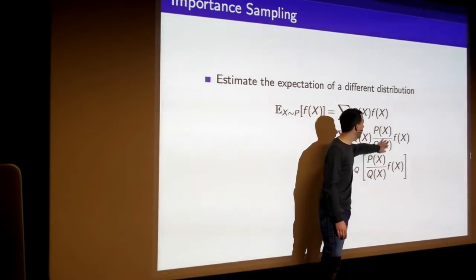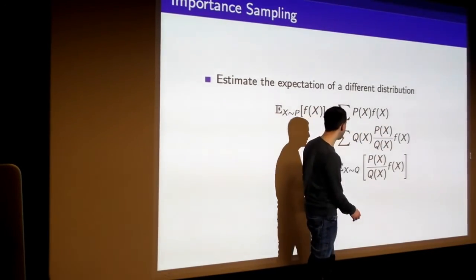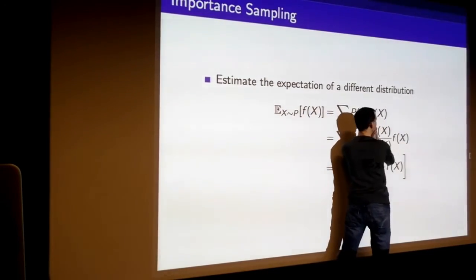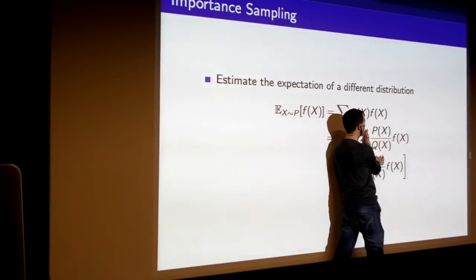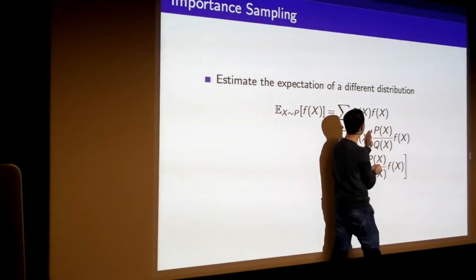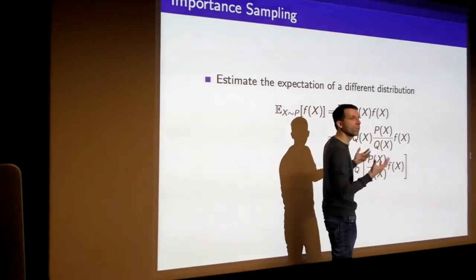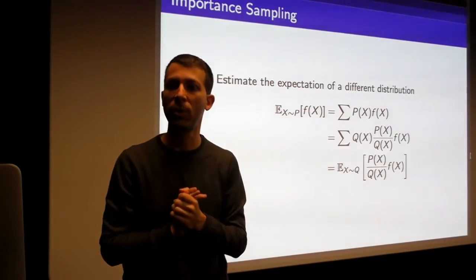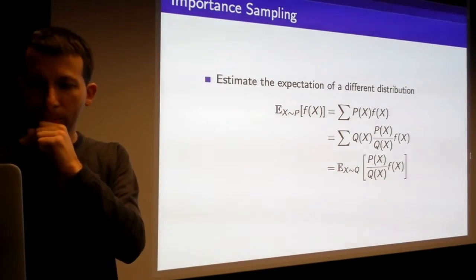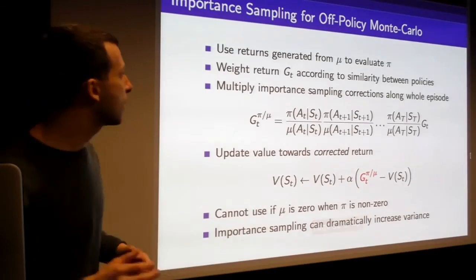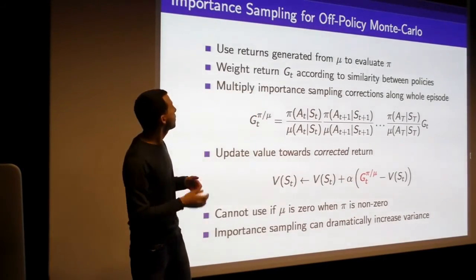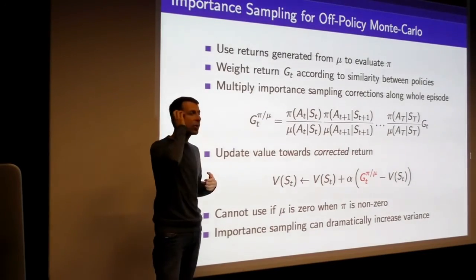And now this ratio here that we've got, you can basically say this is an expectation over our other distribution of this quantity here, where all we had to do was divide out our old probability. It's basically you multiply and divide by the ratio between your old and your new distributions, and that corrects for the change between your distributions. So we can apply importance sampling to Monte Carlo learning by basically doing importance sampling along the entire trajectory.